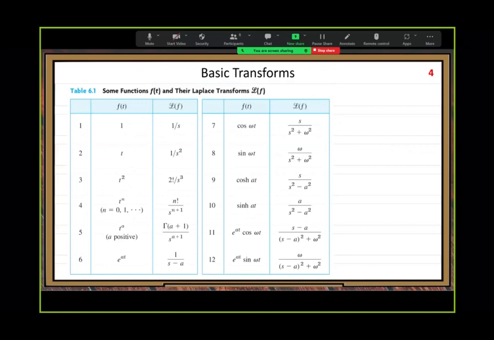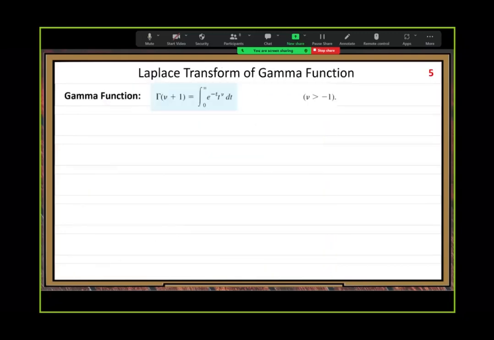This table, look at t to the a, where a is positive and non-integer. We have that formula: Gamma of a plus 1 over s to the a plus 1. For non-integer, we have that formula, the Gamma function. All right, so we will not do a calculation.